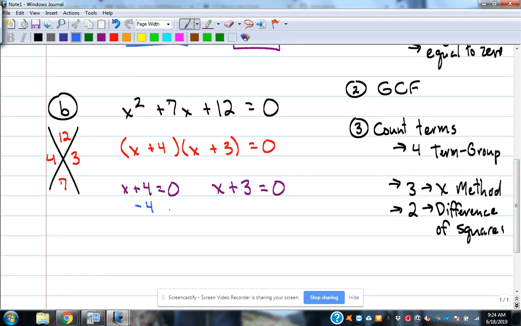So subtract 4, x equals -4. That's one of our answers. Subtract 3, x equals -3. That's our other answer. We get 2 answers on quadratics most of the time. Especially if we have to do X method of factoring, we're going to get 2 answers on those.